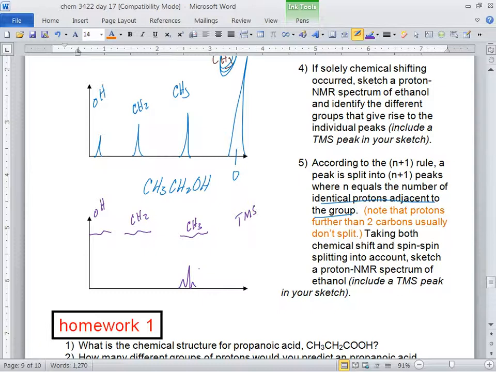And now I kind of messed stuff up. Remember, the area under all this stuff has to be proportional to the number of protons. So I should have more area for the CH3 than I do for the CH2. So either I should draw this guy bigger or make this really small. I need 4 of them. I need less area, too. So 1, 2, 3. Let's make it bigger.